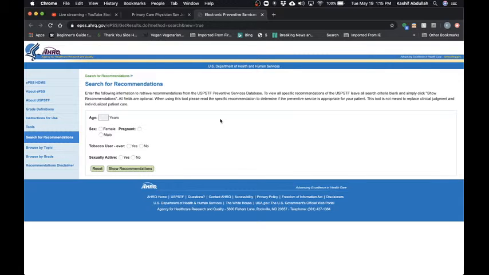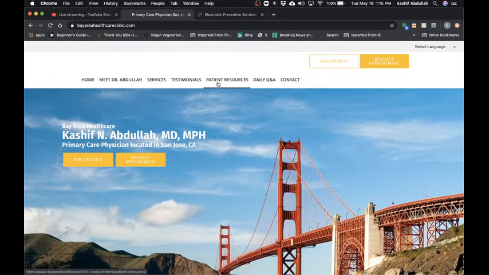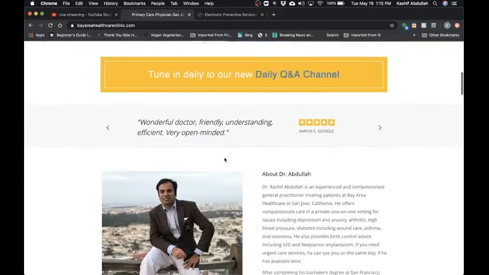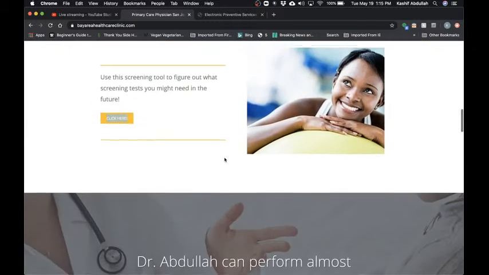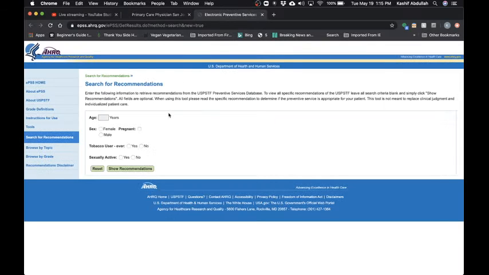One way of doing this is to come here, the United States Health and Human Services website. Sometimes it's a little bit hard to find this exact place. So if you want, you can just go to my website. I know that maybe sounds like I'm plugging it, but just put in Kashif Abdullah MD, and you scroll down and you'll see right here, use this screening tool to figure out screening tests that you might need in the future. You click that, and when you click that, this pops up. And I want to show you.